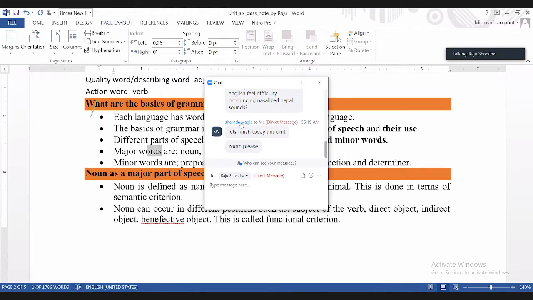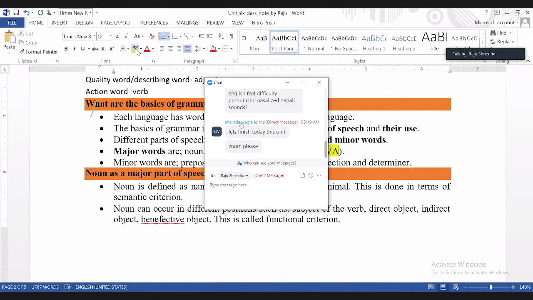Major word class are what? They are NAVA, NAVA भन्छु मैले सम्झनको लागि. N means what? Noun. V means verb. A means adjective. Another A means what? This is adverb. NAVA. Noun, adjective, verb, adverb. This is the short form to understand. These are the major word class, major words. Noun, verb, adjective, adverb.